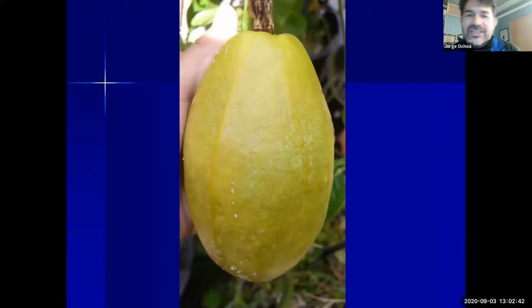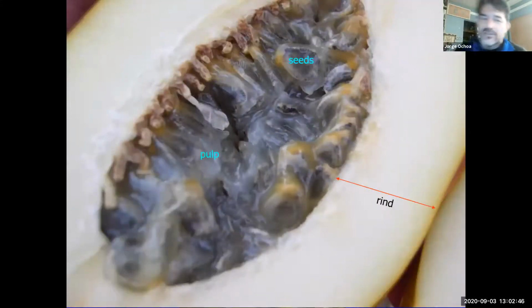It will often change color when it ripens. And when you cut it in half, this is how it's going to look. So you have the rind that is usually not edible, and then you have the pulp that may be sweet, and then you have the seeds.